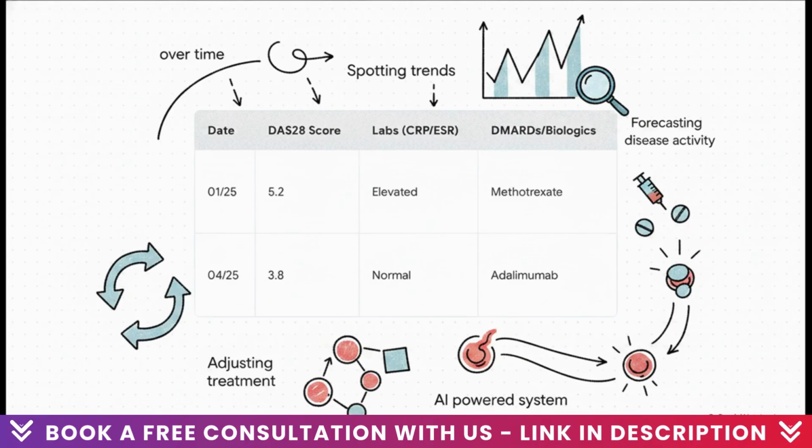We have to track the date, the DAS28 score, inflammatory labs like CRP and ESR, alongside the very specific DMARDs or biologics prescribed. By plotting these specific metrics side by side in a clean, visual dashboard matrix, your software helps rheumatologists easily spot those subtle trends. It allows them to accurately forecast disease activity and, most importantly, safely adjust incredibly powerful immunosuppressant treatments over time. You are building the memory center that empowers long-term, life-changing care.